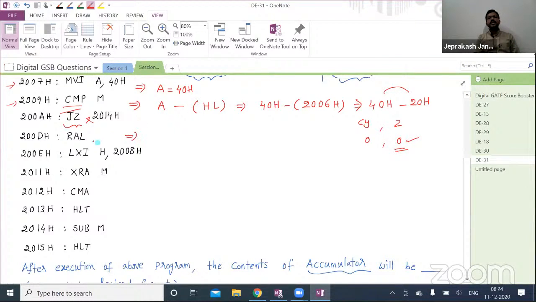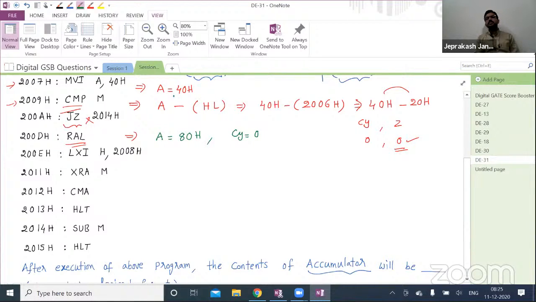Here RAL. RAL is what? Rotate accumulator left through carry. So here the accumulator value is 40. When you perform rotate accumulator left through carry on 40, it will be multiplied by 2. So you'll get 80H. The carry value will be 0.